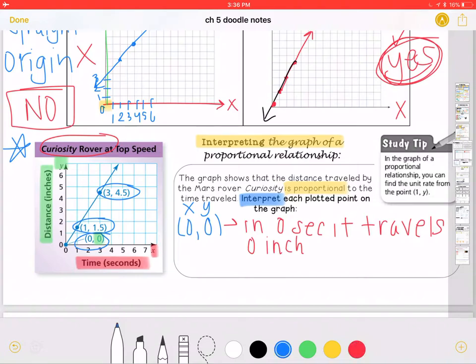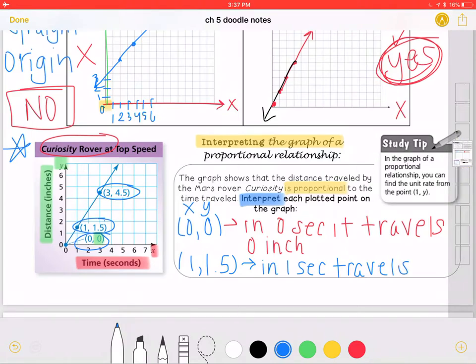So now we need to do that for each ordered pair. Our next one is 1, 1.5. So let's explain that. Our 1 is our x, which represents time. So in 1 second, and you could be as specific as you want. You could say in 1 second, the rover Curiosity travels, and look at your y now, 1.5 inches. So in 1 second, it travels 1.5 inches. So go ahead and write that. So interpreting means you're just explaining the point in terms of the units given.